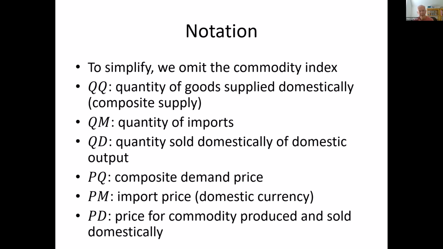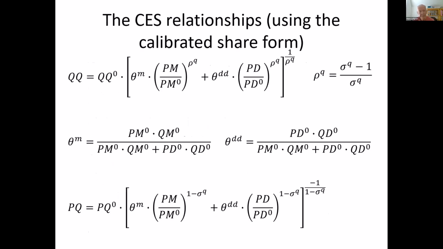The notation that we are using in the equations we show, you see it on this slide. So it's uppercase Latin letters for the different prices and quantities. QQ is the composite supply. QM and QD are quantities of imports and domestic sales. And then the P variables have the same second letter to show their meaning.